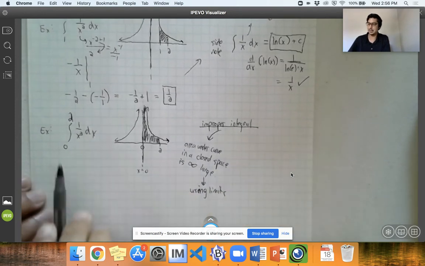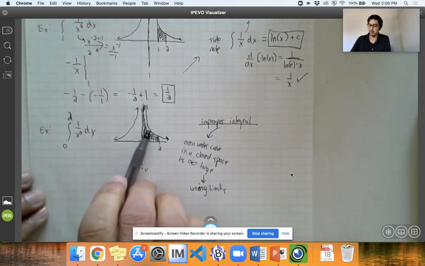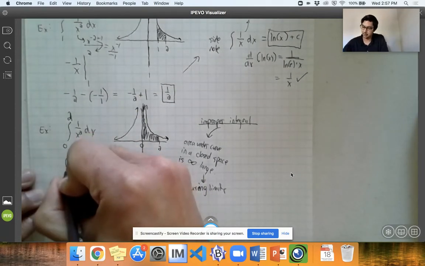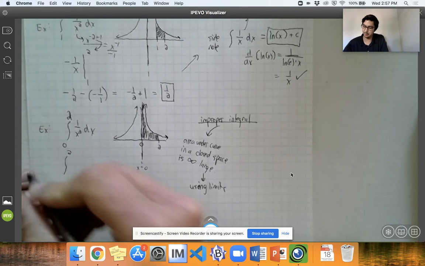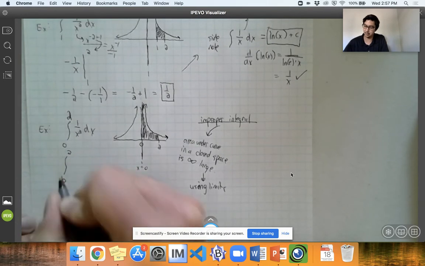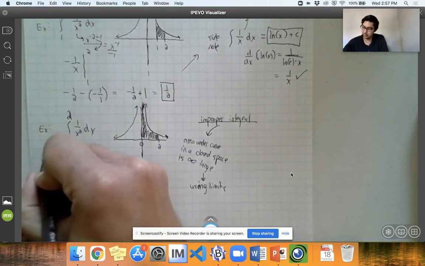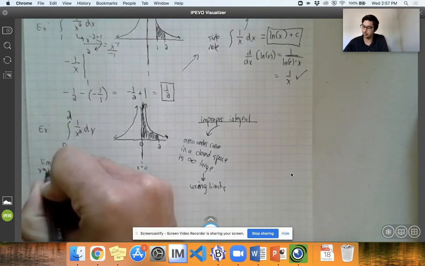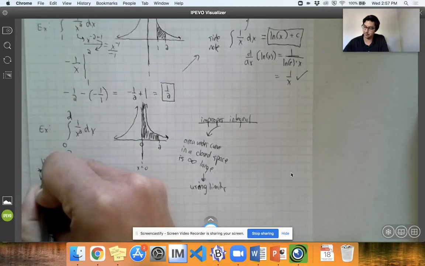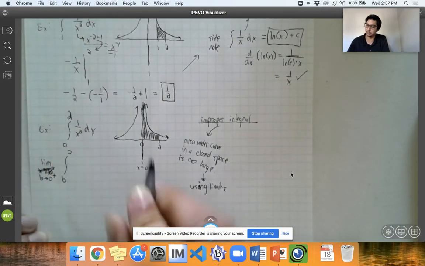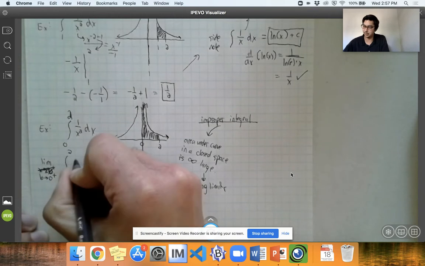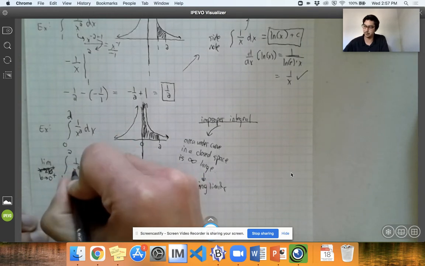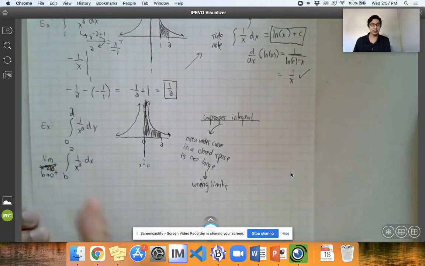So instead of saying 0, because 0 is going to be hard to work with here since it's getting infinitely large, we're going to say some value, and I'll call it b here. Why not? And then we're going to throw the limit on. Limit as b, because I chose the very valuable b, approaches 0 from the right. And then the function is still 1 over x squared dx. And then we evaluate this.